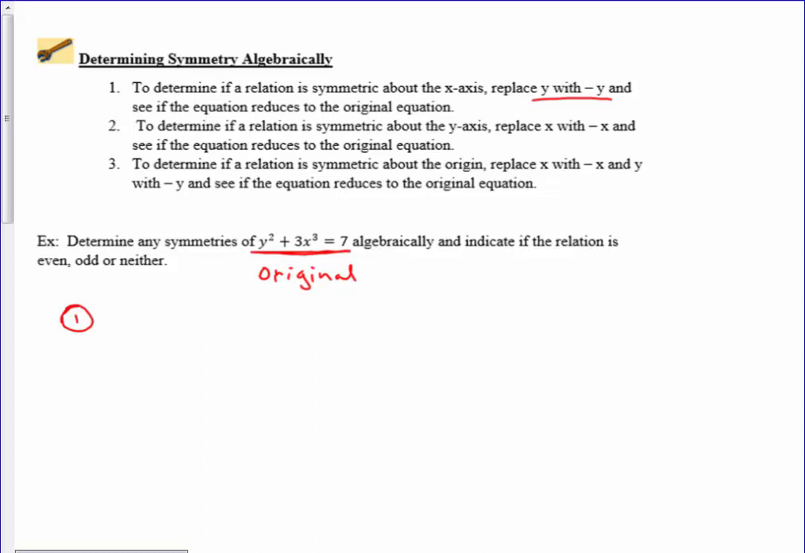Alright, so for symmetry about the x-axis, I'm going to make myself a note, and I'm going to say that anywhere there's a y, replace that with negative y. So go into the original equation, and anywhere you see a y, put negative y. So you'd have negative y squared plus 3x cubed equals 7. Notice that I put my negative y in parentheses. It's always a good idea.